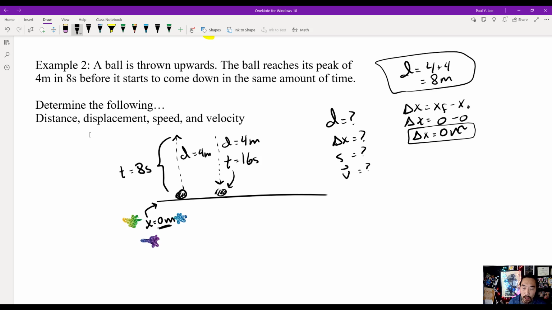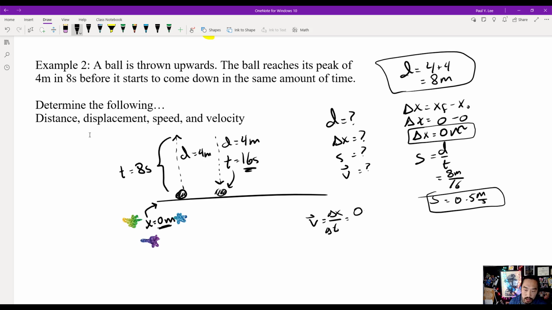There we go. Now speed. Speed is your total distance divided by your time. Our total distance was 8 meters, and our time, let's see, it took a total of 16 seconds. So 8 divided by 16, this is 0.5 meters per second. And then finally, our velocity. Our velocity is the displacement over time. Our displacement is 0 meters and our time is 16 seconds. Therefore, our velocity is, in fact, 0 meters per second.